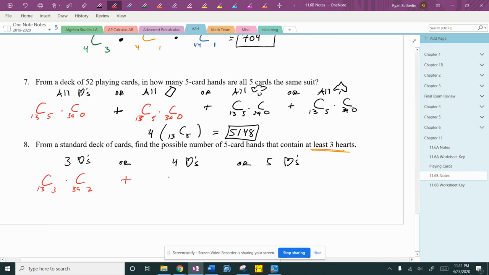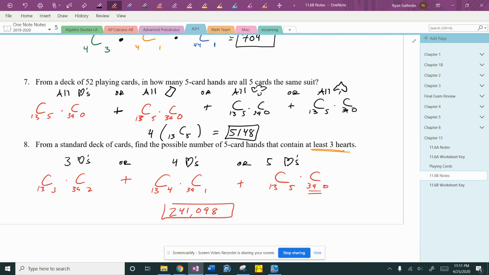Or, so that's a plus. 4 hearts means out of the 13 hearts, we want 4. Out of the 39 remaining, we want 1. Or if all 5 are hearts, we've actually kind of done that already. Again, this piece at the end is the optional part. You multiply your combinations and add them together, and you get 241,098 possible hands.